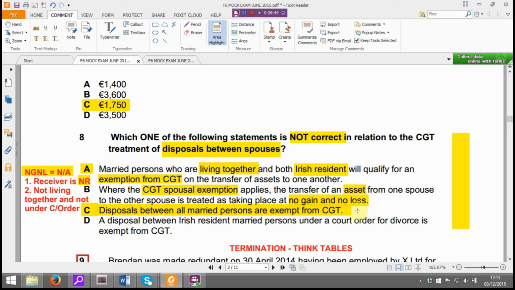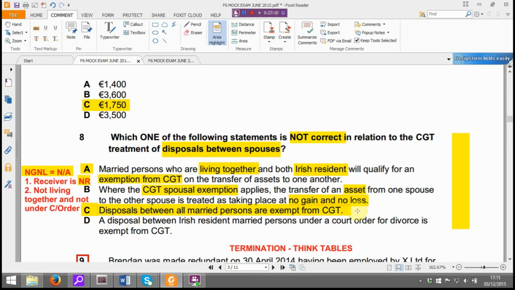Now, this one here, C, why is this the answer? In other words, why is this not correct? Well, strictly speaking, it's for the reasons that I've just described. In other words, we're effectively saying if there are exclusions to the no gain no loss rule, then strictly speaking, disposals between all married persons are not always exempt from CGT. So in effect, we're saying it's not correct.